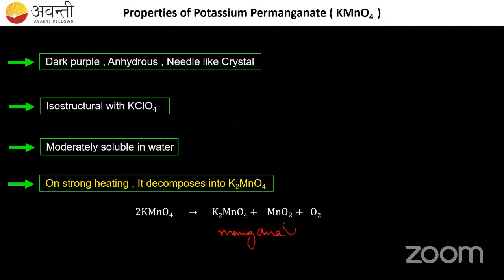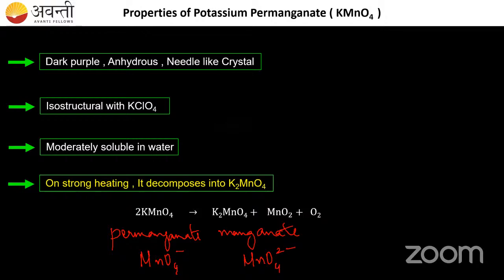Okay, potassium manganate. And KMnO4 is potassium permanganate. What is the difference between these two? So in permanganate, we have MnO4 minus. In manganate, we have MnO4 2 minus. So this is the difference.